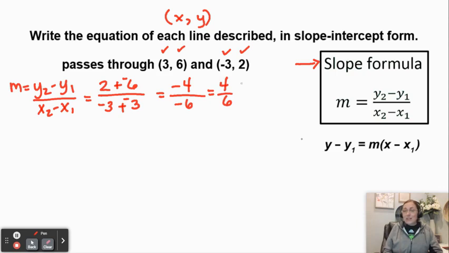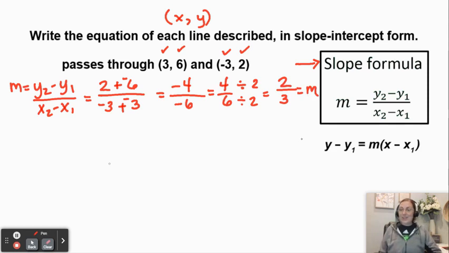But also 4 and 6 are both divisible by 2. So I'll do that. 4 divided by 2 is 2, and 6 divided by 2 is 3. So now we have the slope is 2/3. So we have a slope of 2/3, and now we get to pick one of the points. It doesn't matter which one you pick, but you need to pick one. I will tell you, I generally choose the easy one, which for me means that they're positive. So I'm going to choose the 3, 6.